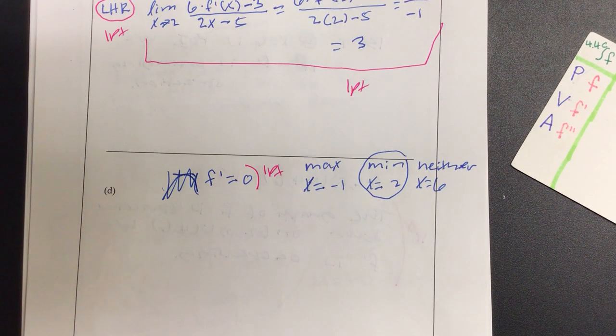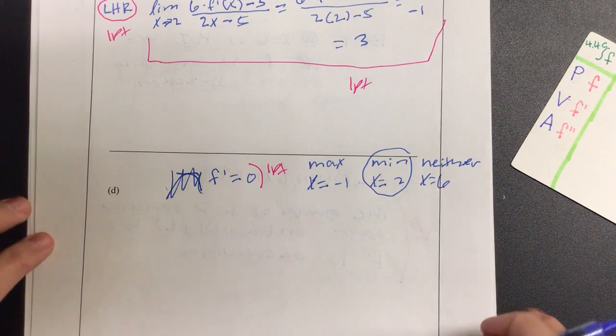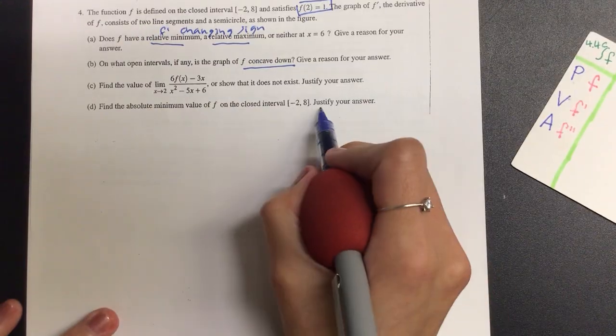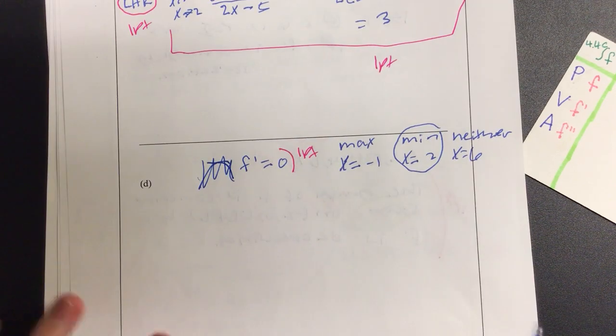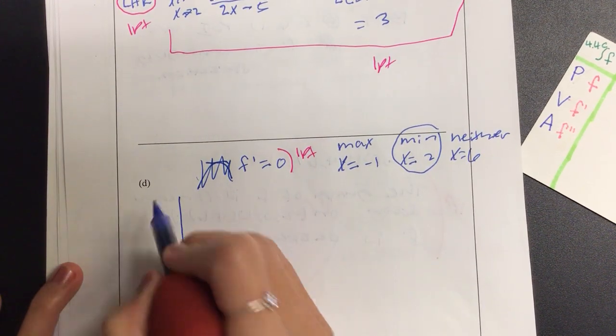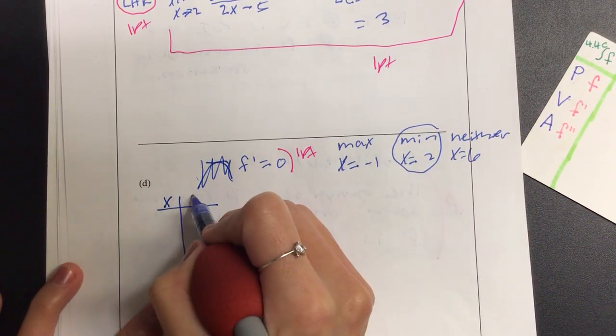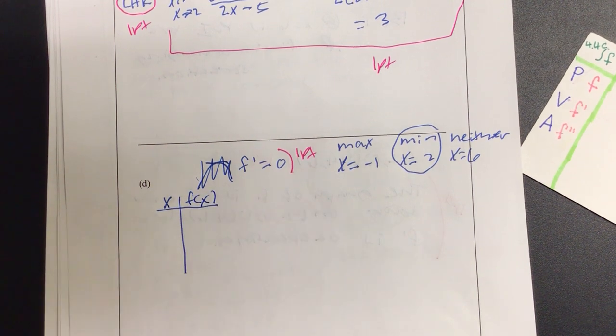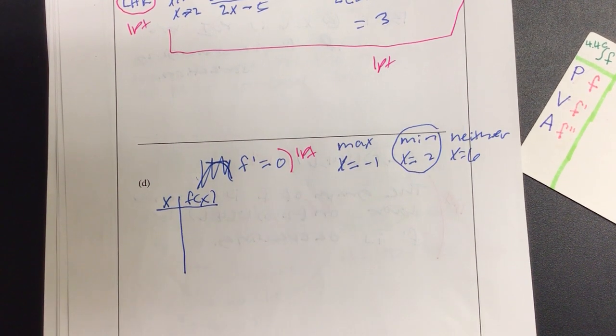Now, normally, I would be okay if you say there's a minimum there because we're going from negative to positive. They're not going to take it because of the word justify. So we have to actually put our t-chart. So let's all make our t-chart, x and f of x. And we are going to test the endpoints.